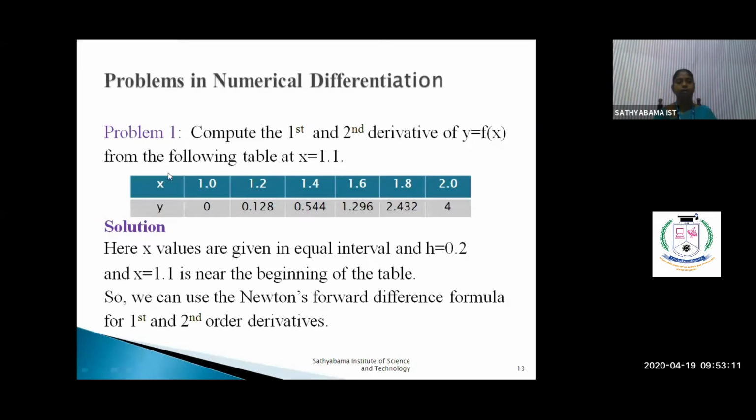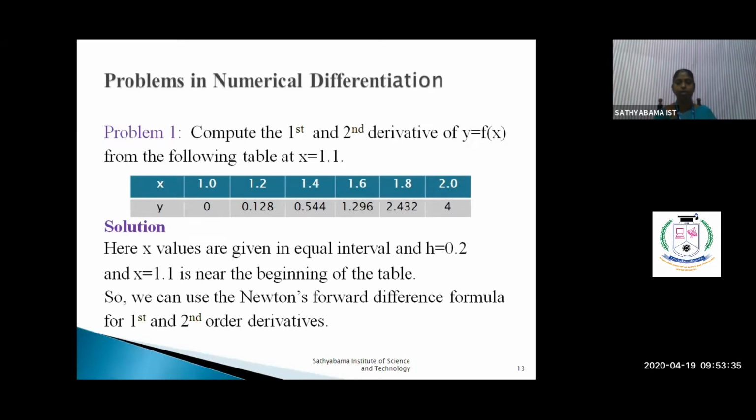Now you see the x values: x equal to 1, 1.2, 1.4, 1.6, 1.8, 2. So all are given in equal interval. What is that interval length h? That is 0.2, h is equal to 0.2. Yes, so we have identified that the x values are given in equal interval.